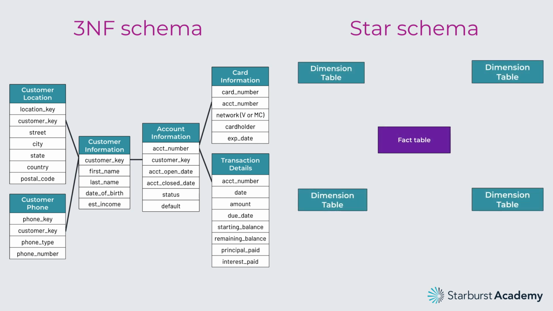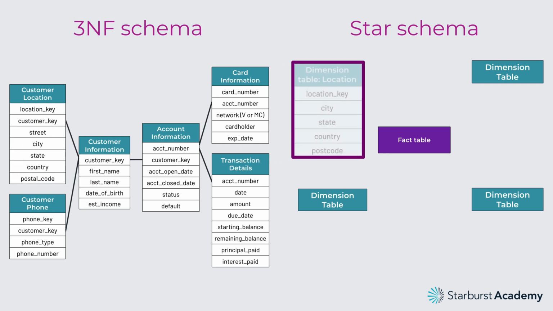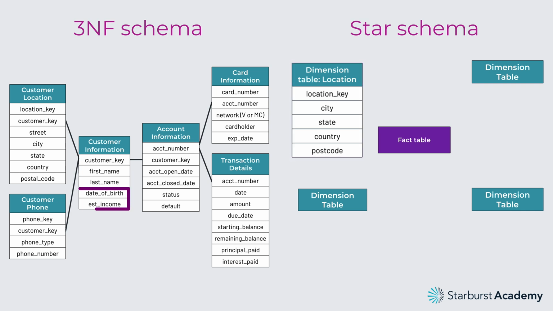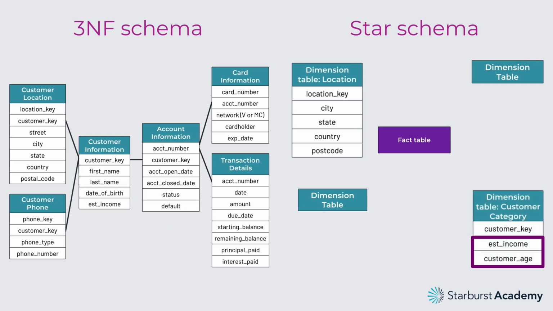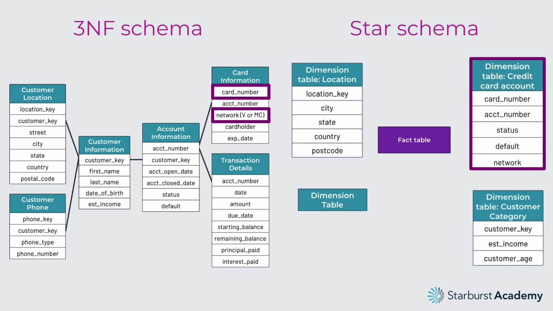We'll start by turning the customer location table into a dimension table. We don't need information on individual customers in our analytical database, but business analysts might be interested in customer groups. So, we will use customer age and estimated income to create categories for age ranges and income levels, and then we'll store them in a customer dimension category. From the account table, we'll create an account dimension and store credit card information there too.